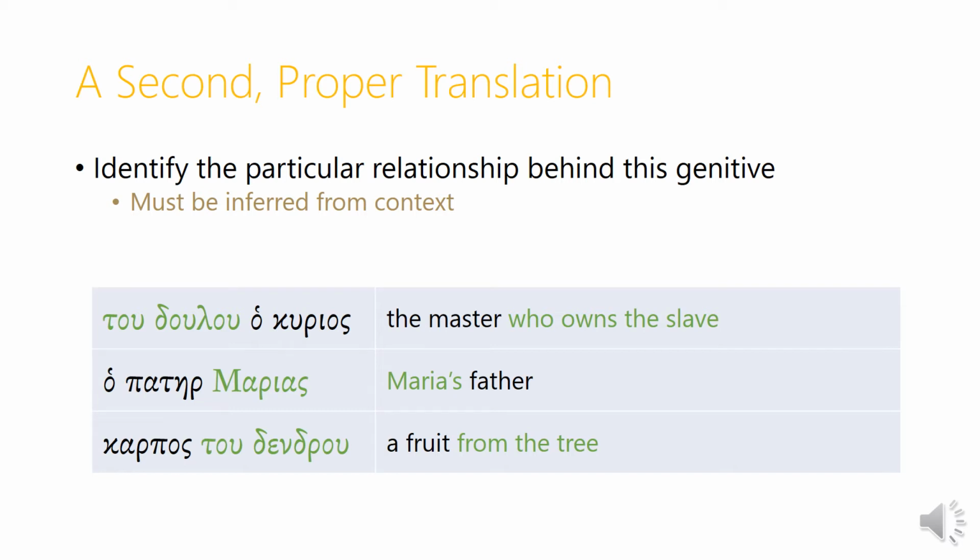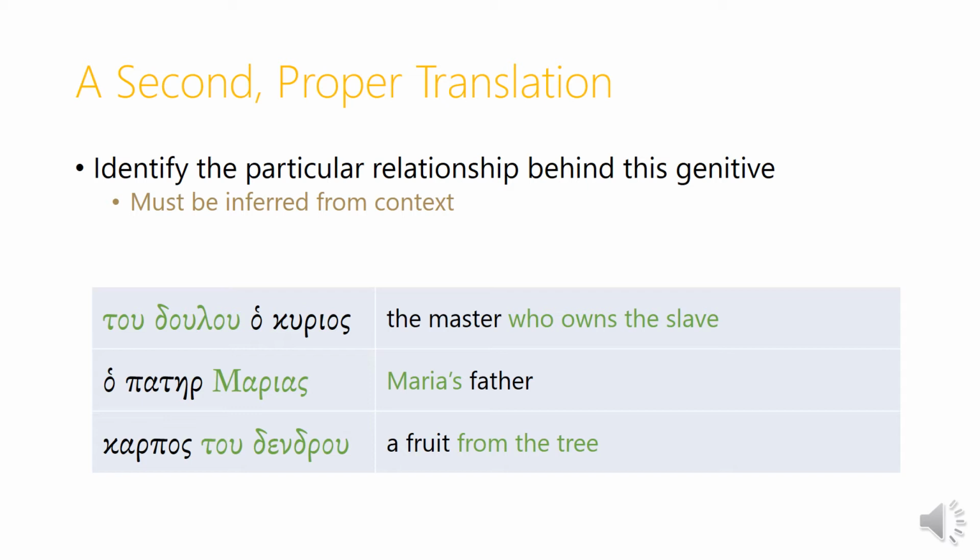Ho patēr Marias, we would initially gloss as the Maria father, and then we might decide that the relationship between Maria and her father is one of family relationship. And how do we express that in English? Well, just with the English possessive, so we might say Maria's father. Karpos tou dendrou, the tree fruit, we might decide that the relationship between the tree and the fruit is that the fruit comes from the tree. And so we might translate it properly, a fruit from the tree.